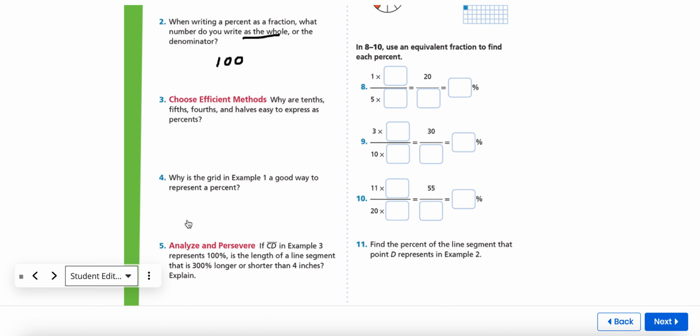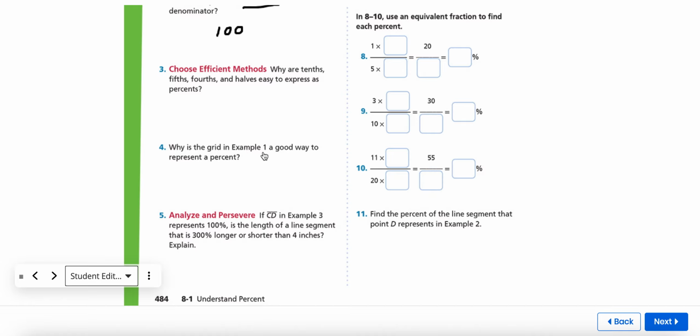Number 4, why is the grid in example 1 a good way to represent a percent? A grid is good because, remember, the grid in example 1 had 100 units. Each unit, each little box, represents 1%.